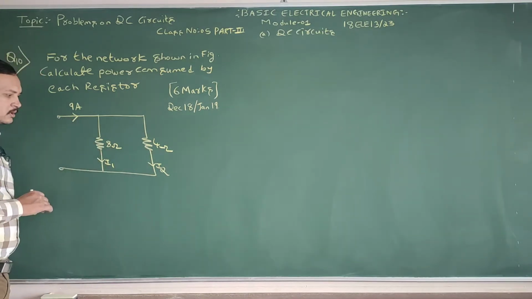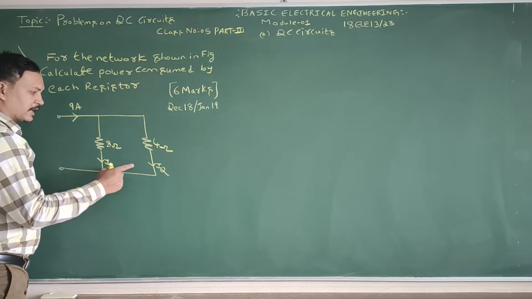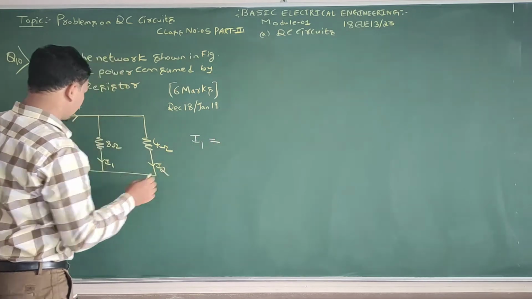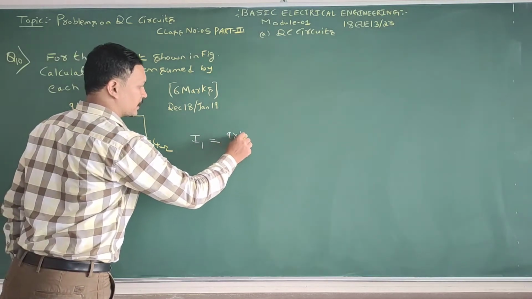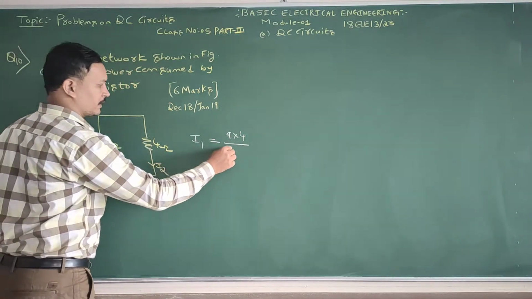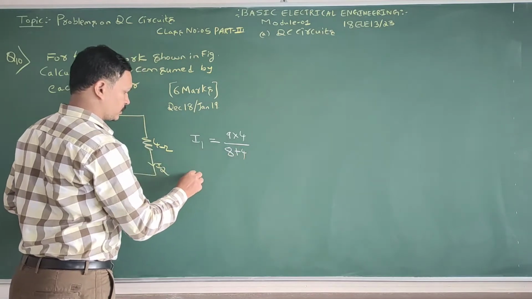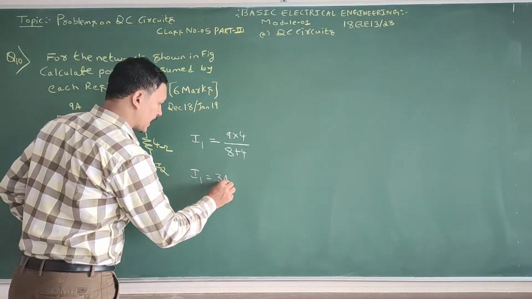Supply current is given and the currents are I1 and I2. Apply the current division rule to find I1 and I2. How to apply the current division rule? I1 is equal to supply current into the other resistor, 4, divided by the sum of the resistors, 8 plus 4. Do it in the calculator and you will get 3 ampere.